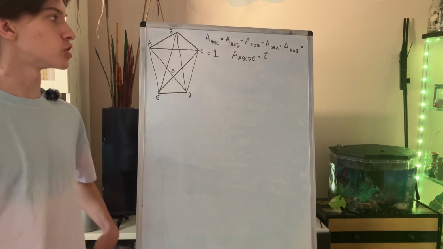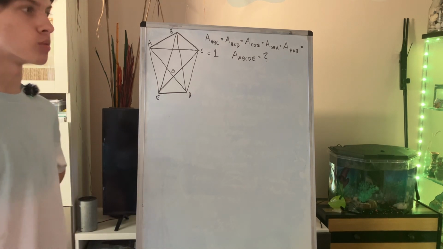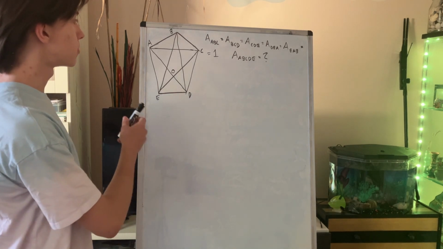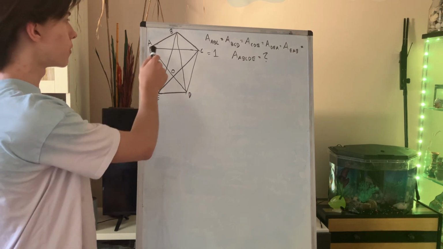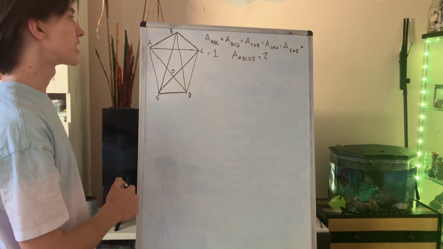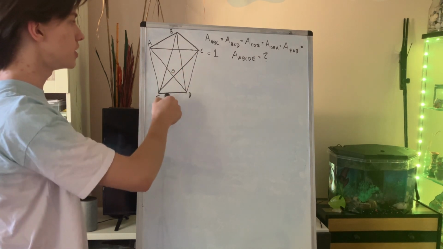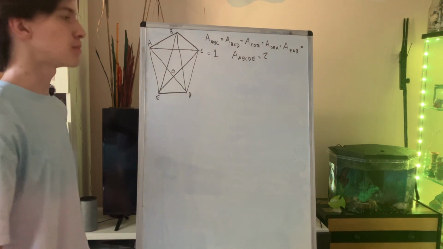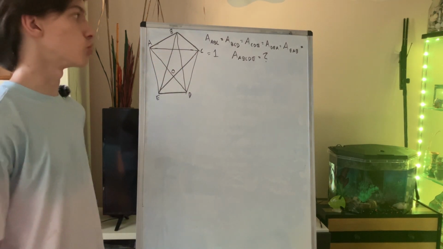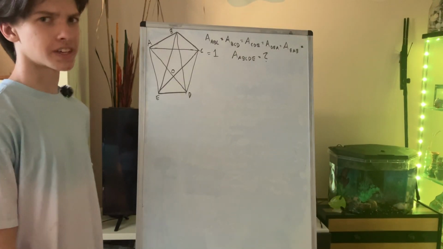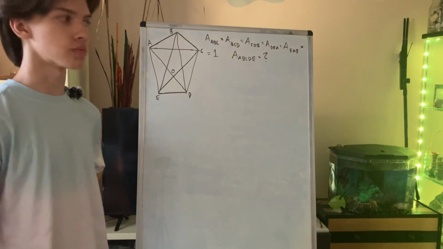Welcome guys, today I'm going to be solving a challenging Olympiad geometry problem. We're given a convex pentagon with 5 triangles of equal area inside of it. Triangle ABC, BCD, CDE, and so on in a circle 5 times. And their area is all equal to 1. And the problem is to find the area of the entire pentagon.